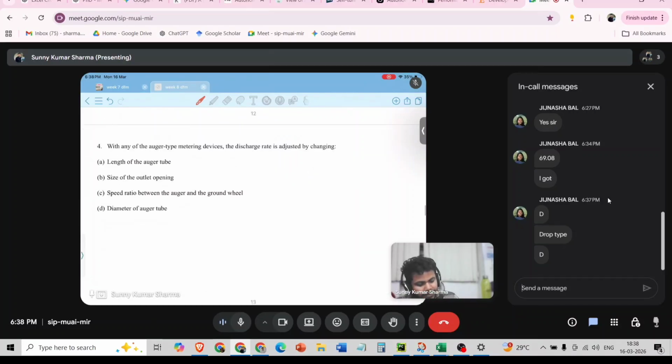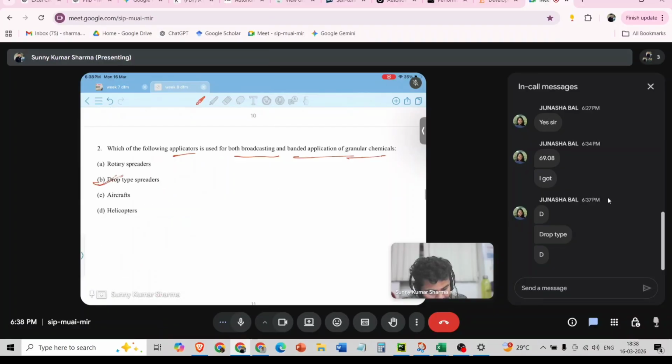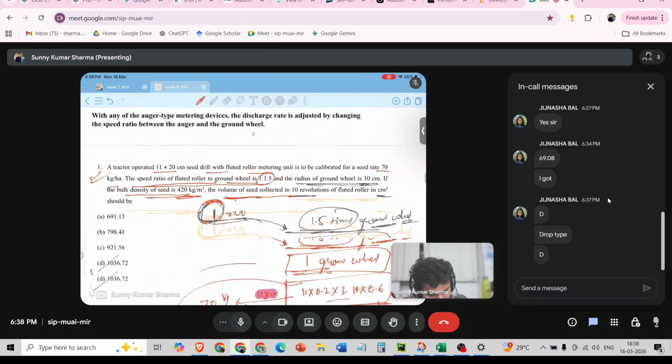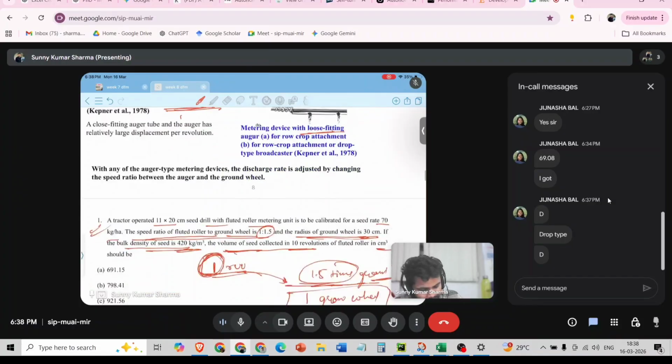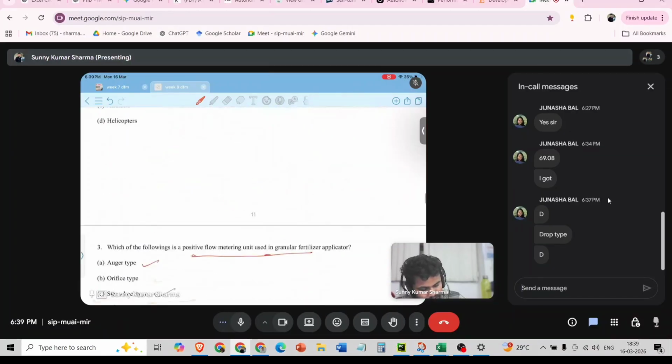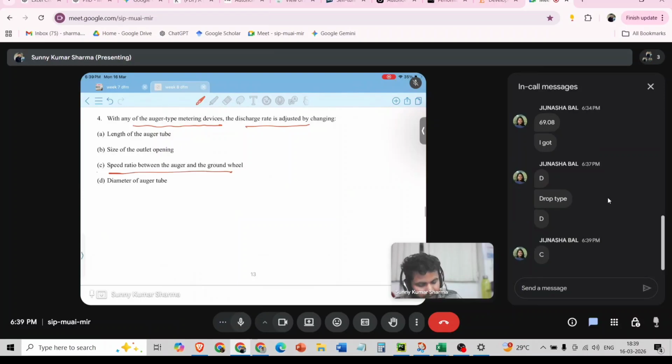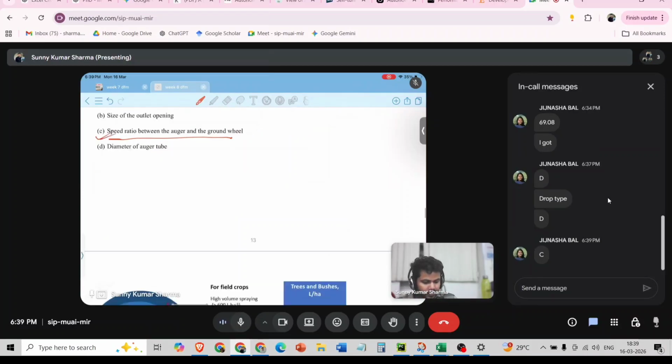So next question is, with any of the auger type metering device, the discharge rate is adjustable by changing. Auger type. So here you can see that with any auger type metering device, the discharge rate is adjusted by changing the speed ratio between the auger and the ground wheel. So that is option C.